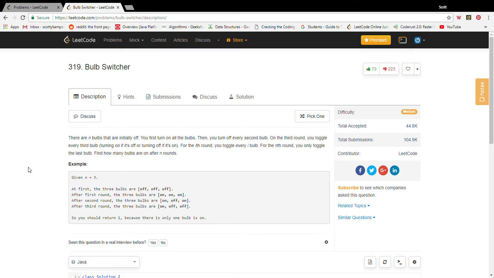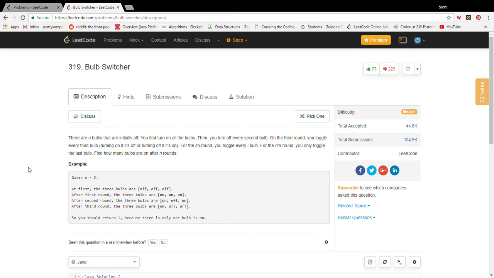We have n bulbs that are initially off. You first turn them all on, then you turn off every second bulb. On the third round, you toggle every third bulb, toggling being turning it off if it's on, or on if it's off. And then in the ith round, you toggle every ith bulb, and in the nth round, you toggle the last bulb. How many bulbs are on after n rounds?